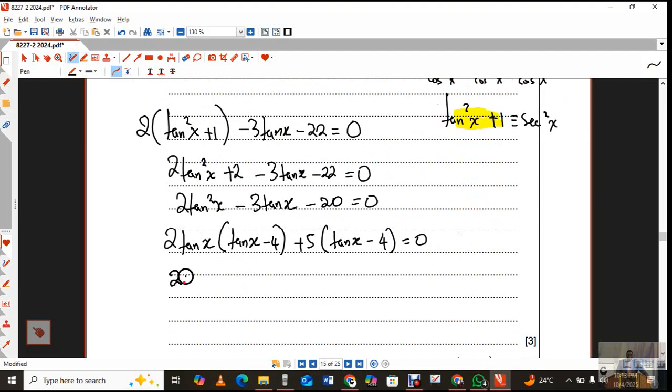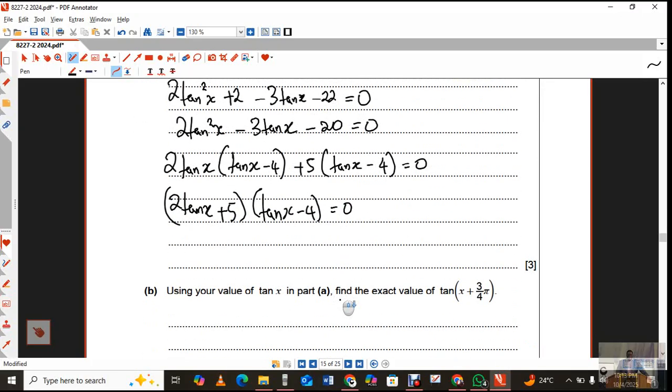So you have 2 tan x plus 5 in its own bracket, and then you have tan x minus 4 in its own bracket, and everything should equal 0. If you do this, you're going to have tan x is equal to negative 5 over 2. So I'm going to reject this because it doesn't conform to the condition that they gave me, because they said that it should be a positive acute angle, and this ratio is negative. Therefore tan x is equal to 4, which is the required solution.